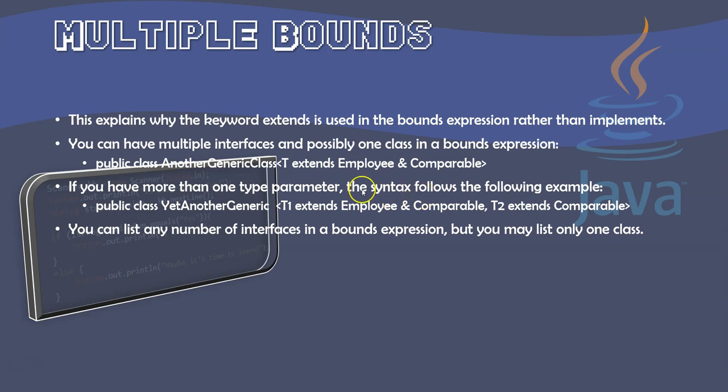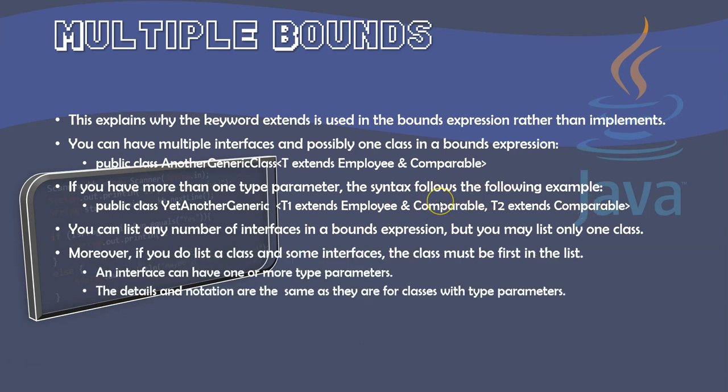And so if you notice up here in a previous one, what is that class that we used? We used Employee. We did not use Comparable as a class. It was an interface. Moreover, if you do list a class with some interfaces, remember the class has to come first within the list. If we look here, Employee is first. So it's very important that we make sure we put the class in there. Remember, an interface can have more than one type parameter. And the details and notation for those interfaces are going to be the same as for classes with type parameters.